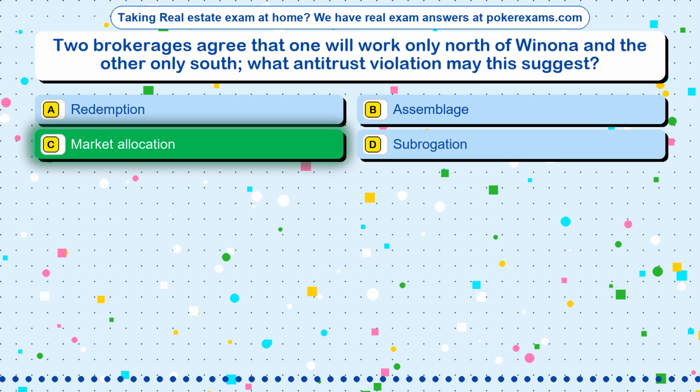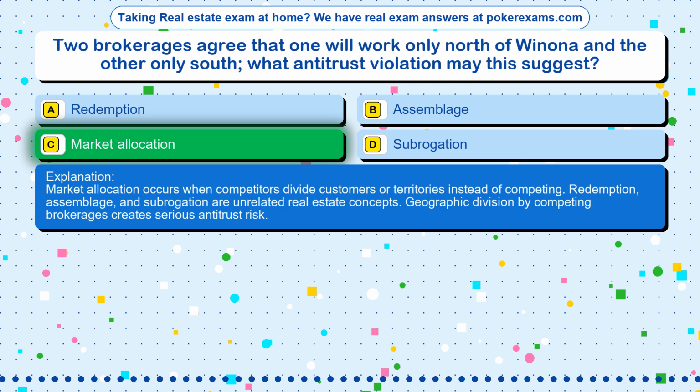The correct answer is option C, market allocation. Market allocation occurs when competitors divide customers or territories instead of competing. Redemption, assemblage, and subrogation are unrelated real estate concepts. Geographic division by competing brokerages creates serious antitrust risk.